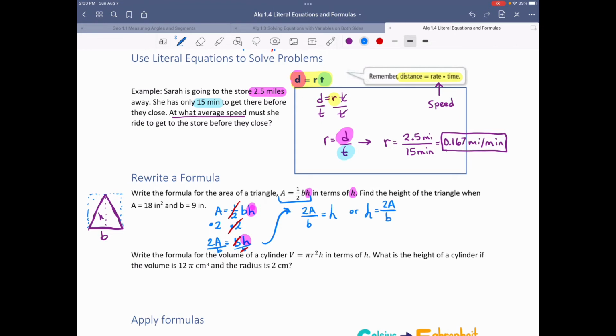That's rearranging our equation by solving for that variable in the equation that it told us to look for. So it's just like solving a regular equation. You just treat the variables like they were numbers. So we multiplied by 2 to get rid of the fraction. We divided by b to get rid of the b, and then we just isolated h. H is on one side of the equation.